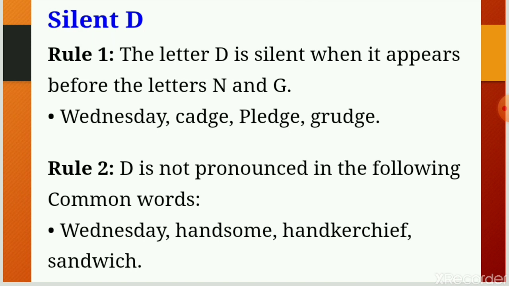sandwich. So these examples are telling us that D is silent. We have to mute the letter D. So you cannot say Wednesday, handsome, handkerchief, sandwich with the D, but the correct pronunciation will come: Wednesday, handsome, handkerchief, and sandwich.